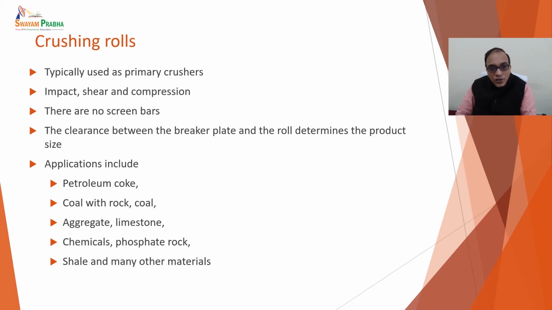Moving to the crushing rods. What are the crushing rods? Typically, they are used as primary crushers, working through impact, shear, and compression with the help of these three things. There are no screen bars in these crushing rods. The clearance between the breaker plate and the rod determines the product size here.